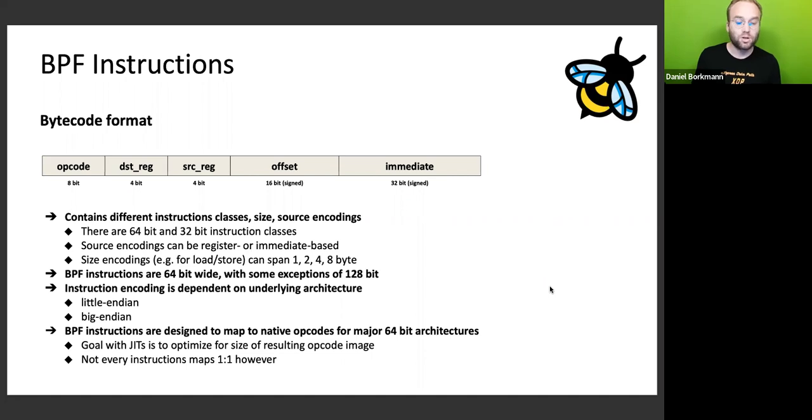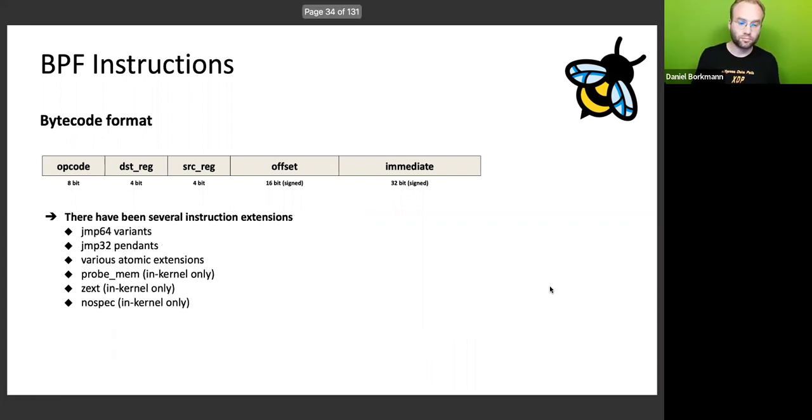And in general, those instructions are designed to map to native opcodes for all the major 64-bit architectures in particular. And the goal here is, in particular, that for the just-in-time compiler, you can map these almost one-to-one to native machine code, right? Not all of the instructions will map to that, but at least to optimize for the most frequent cases. And there have been several instruction extensions.